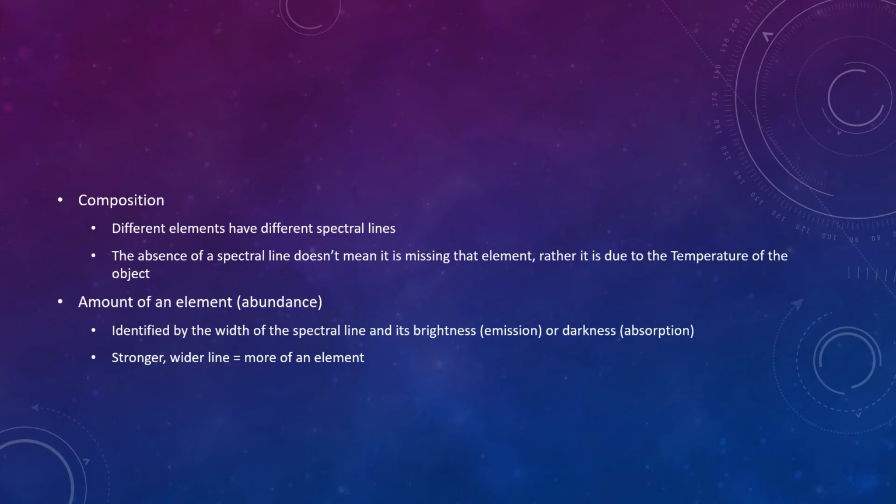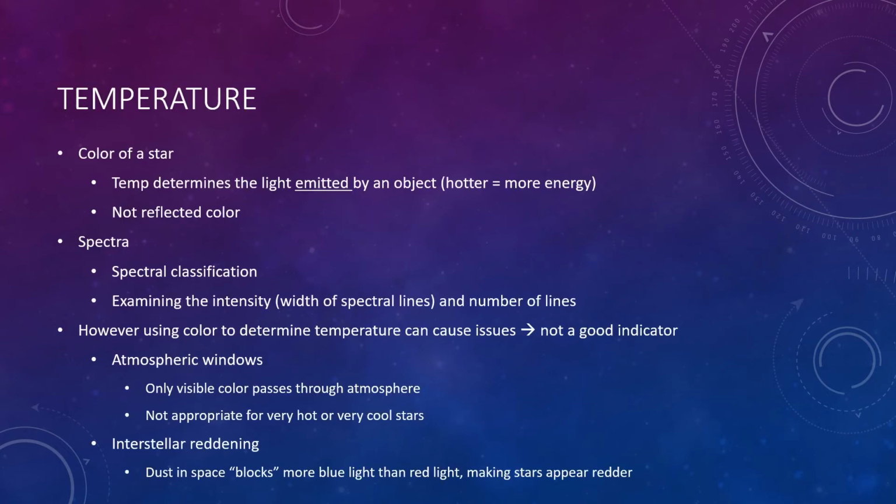This is identified by the width of the spectral line and its brightness for emission or darkness for absorption. The more of an element there is, the wider and stronger the spectral line, and the temperature is more critical in determining what we see here. Temperature is super important in what we are going to see from a star. For example, its color. Temperature will determine the light emitted by an object, because remember, the hotter it is, the more energy is being produced, and this is not necessarily the reflected color.